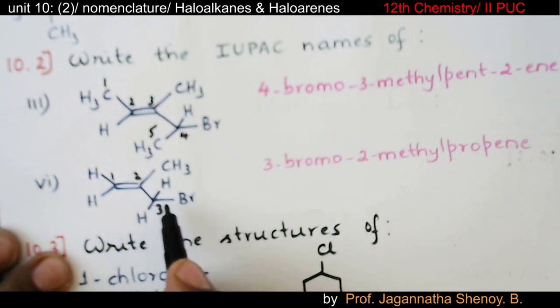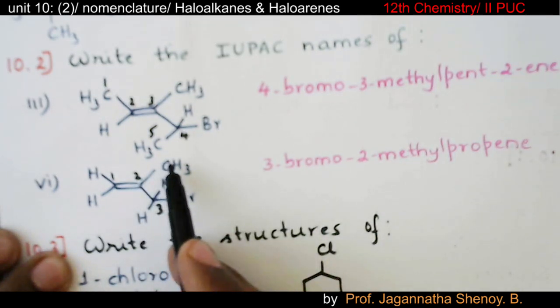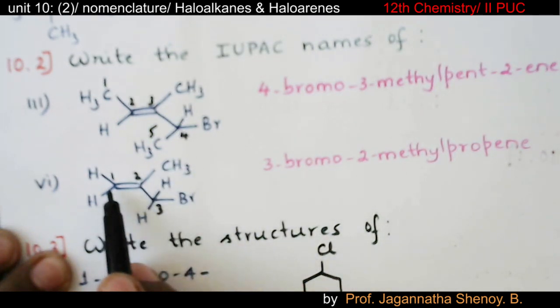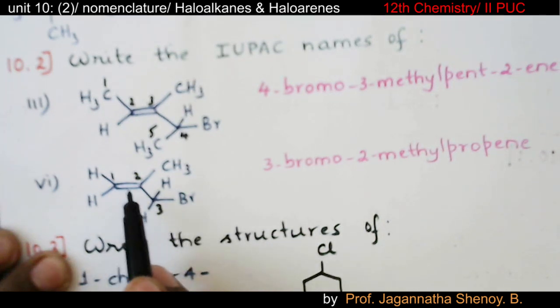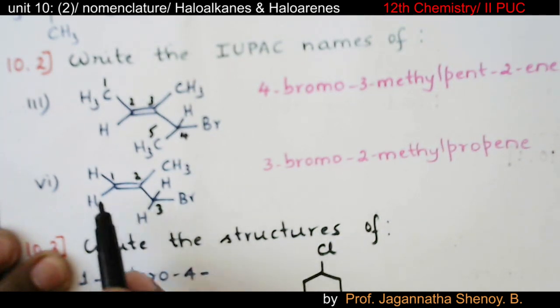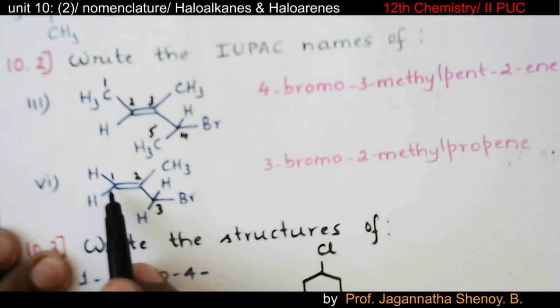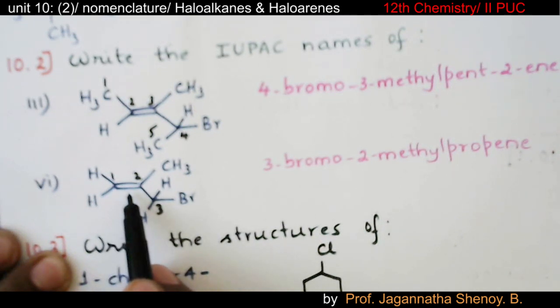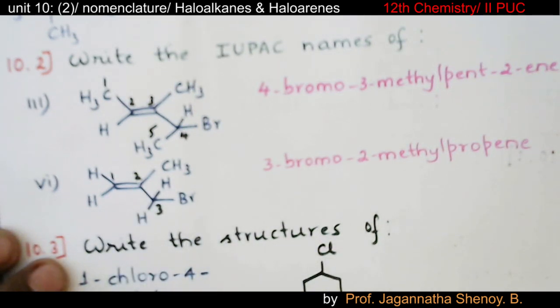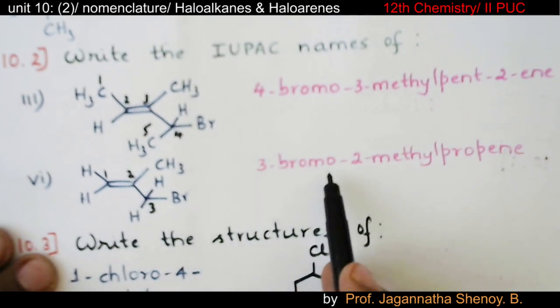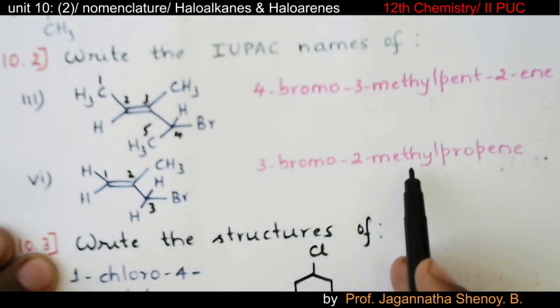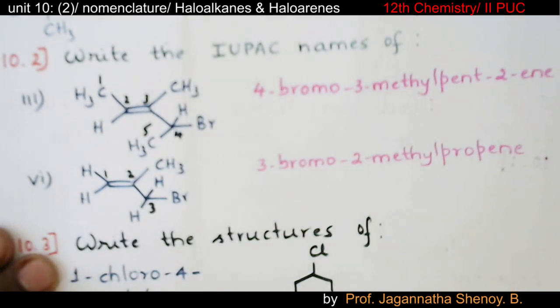On the third carbon atom, we have a bromo group. On the second carbon atom, we have a methyl group. And in the parent hydrocarbon, we have 1, 2, and 3 carbon atoms. So prop, after the first carbon atom you have a double bond, propene. IUPAC name is 3-bromo-2-methylpropene. I hope you have understood till here.